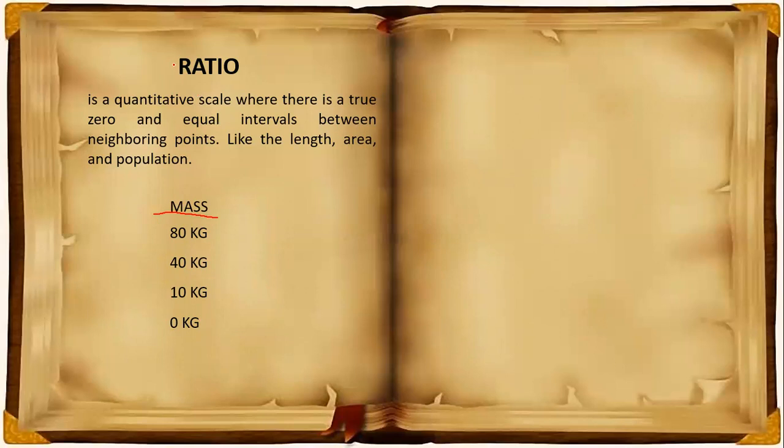Now, let's look at the properties based sa definition sa ratio. So we have here a quantitative scale. So sa mga quantitative scale, nag-involve siya og numbers gikan sa 80 hangtod 0. Now, where there is a true zero, so exist na class, napakita na si zero nga figure, and equal intervals between neighboring points.